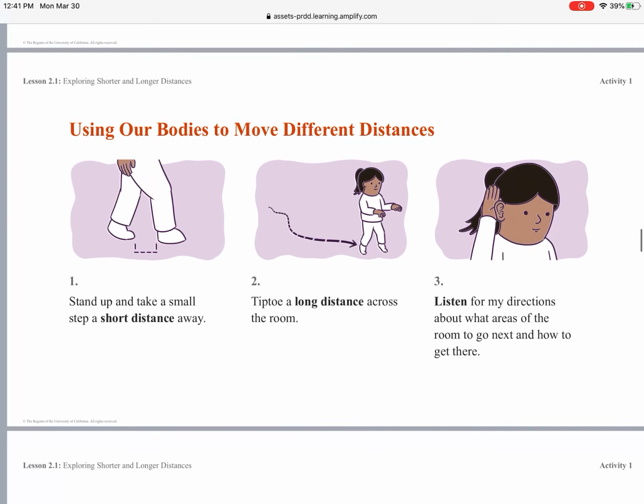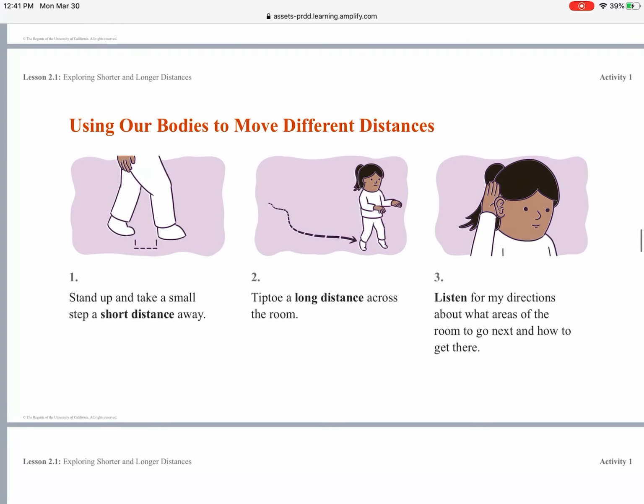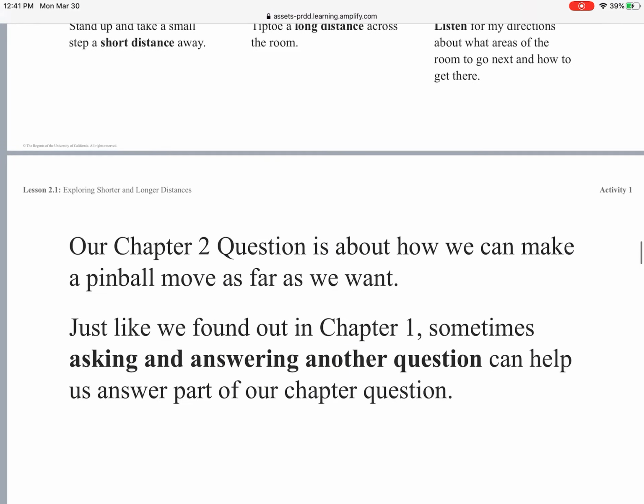So we're using our bodies to move different distances. Stand up, take a small step a short distance away, tiptoe a long distance across the room. Listen to the directions about what areas of the room to go to next and how to get there, okay? So this, boys and girls, is talking about short distances and long distances, okay?